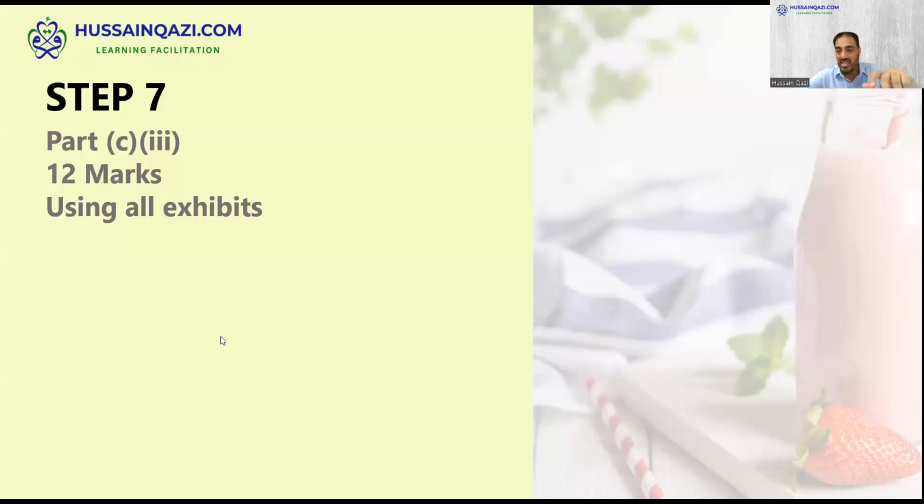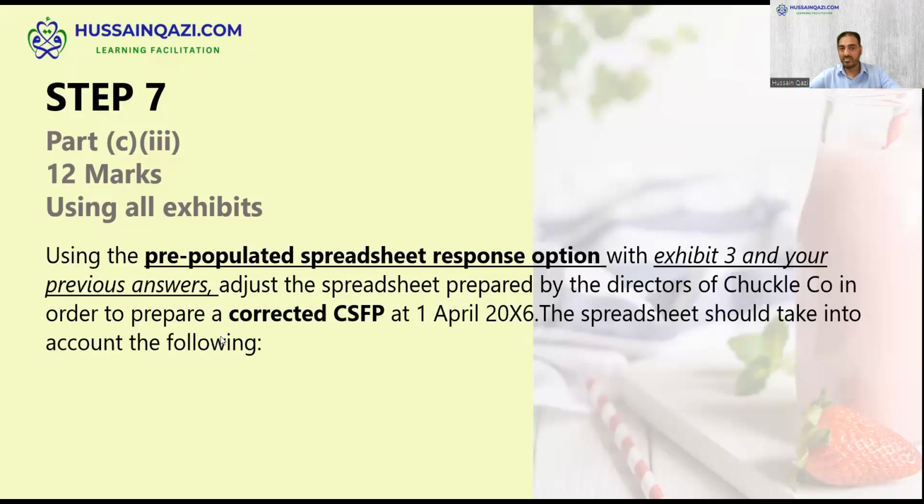Step 7, the new change. Starting from the September 18 exam, strategic business reporting paper, Part C3, 12 marks, using all exhibits. Using the pre-populated spreadsheet response option. Pre-populated means auto-filled. So using the auto-filled spreadsheet response options with exhibit 3 and your previous answers, considering all above answers. It is the spreadsheet prepared by the directors of Chuckle company in order to prepare the consolidated statement of financial position at 1st April X6.